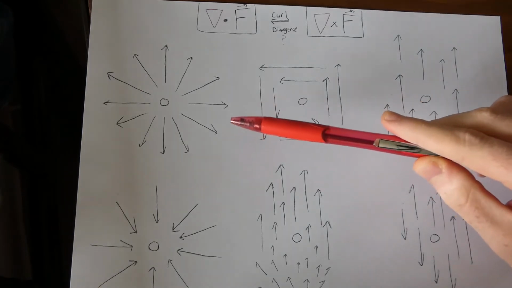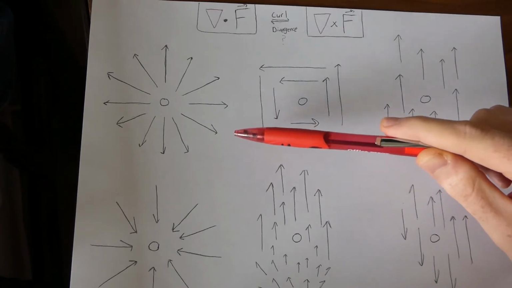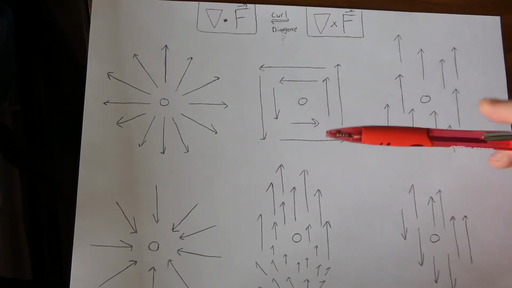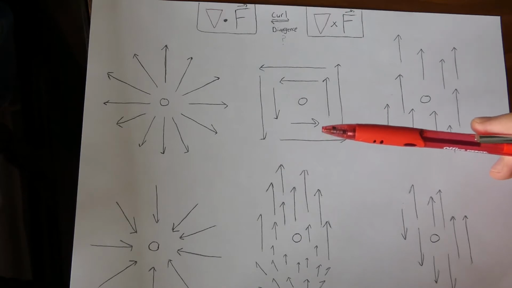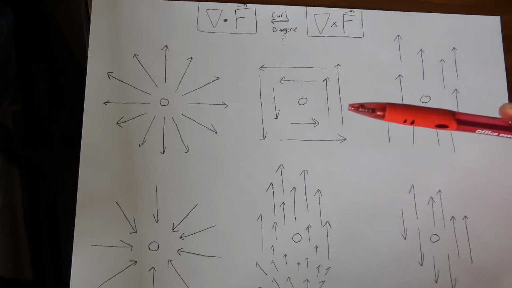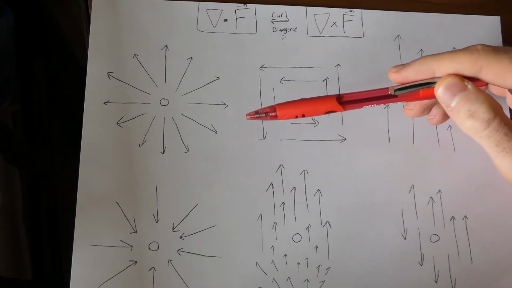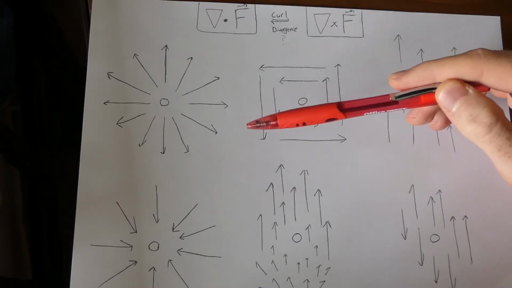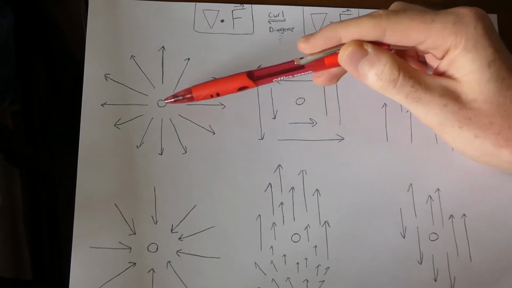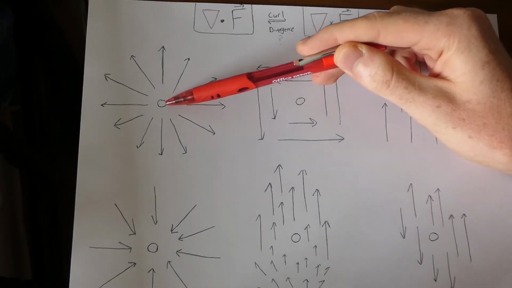Here I've drawn several vector fields f in black, and I'm assuming you're familiar with vector fields as well as the geometric interpretations of the dot and cross product. This first vector field clearly has positive divergence, as you can imagine this point being a source in fluid flow.